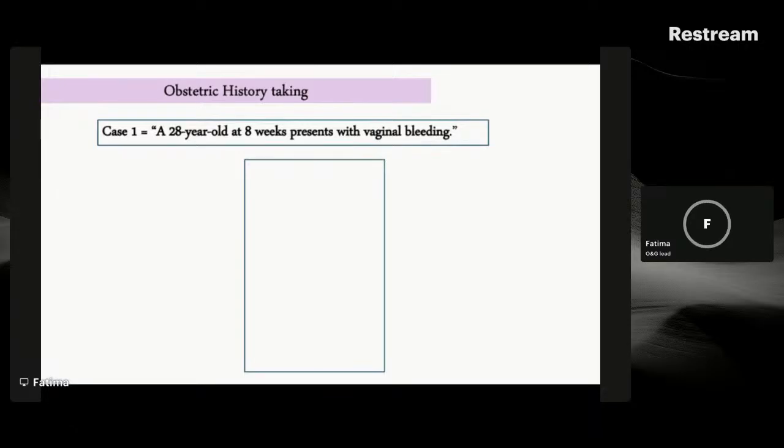Now, we move on to case 1, which is a 28-year-old lady that at 8 weeks presents with vaginal bleeding. What kind of questions would you ask this lady? Put it in the chat or have a think about it. What kind of questions would you ask if this scenario came up in your OSCEs or in clinical practice?